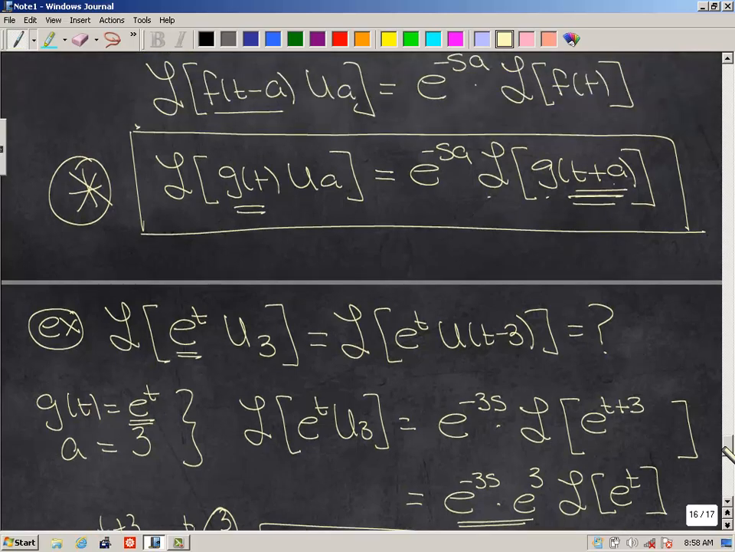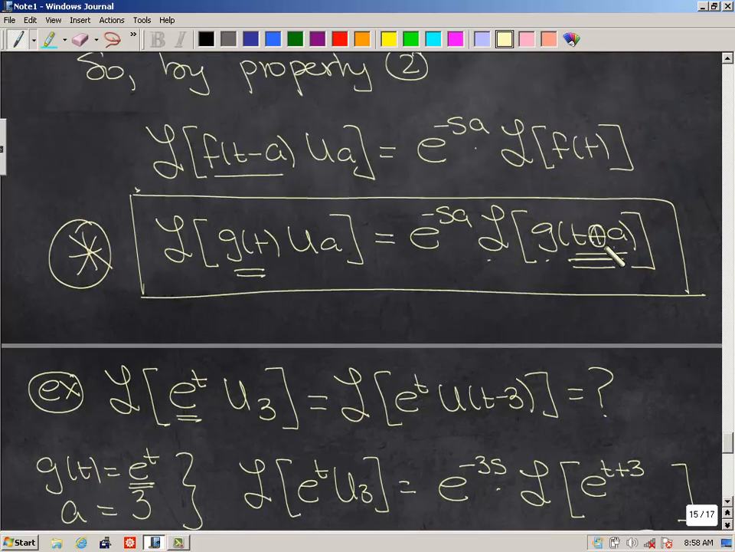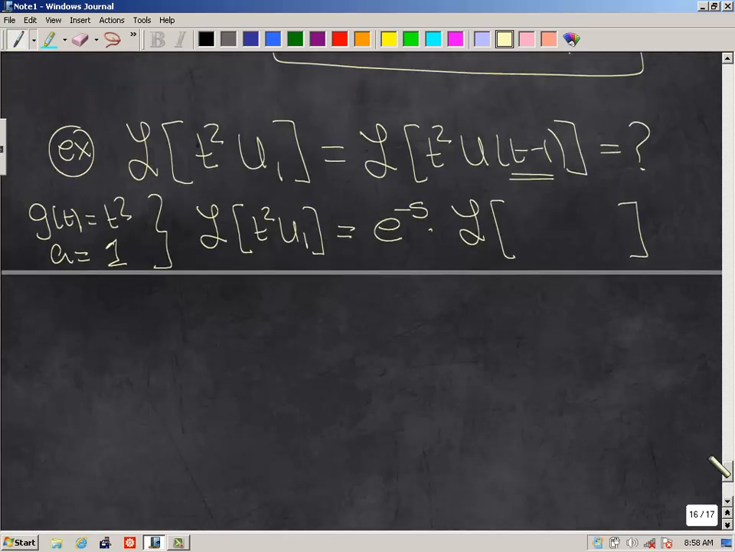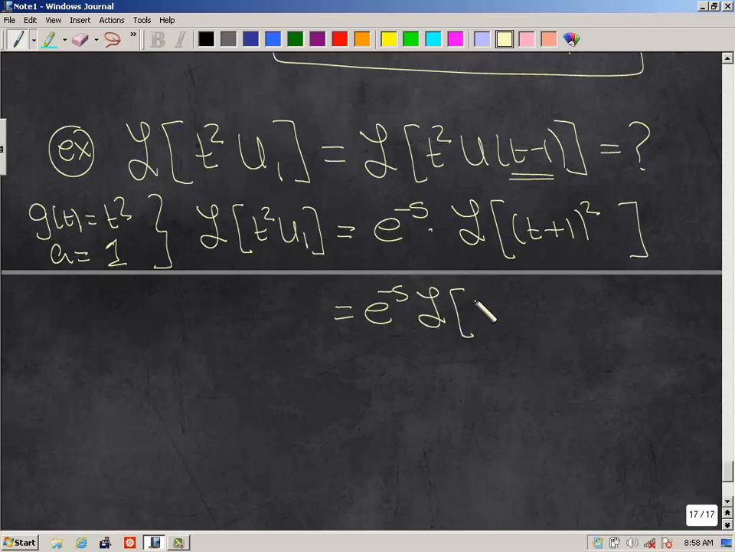But also keep in mind, we are doing a positive shift here, okay? So keep that in mind. So I'm going to shift the function g. So g is t squared, so it's going to be what? (t plus 1) squared. So now all we have to do is expand it and do the Laplace transform term by term. So let's do that.